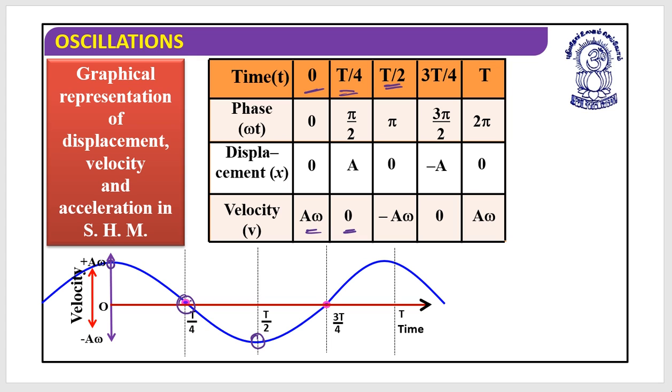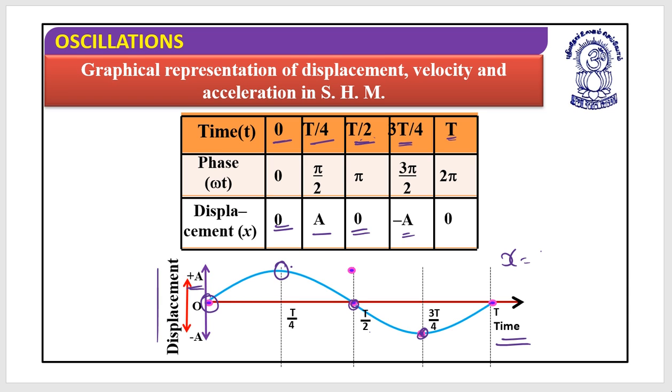It is here. At t equals 3T by 4, velocity would be 0. And at t equals T, it is at A omega again. So this is basically a cosine graph. When we plot this, v equals A omega cos omega t. So you should remember that this is the graph of the cos, and the earlier one is the graph of the sine, which is x equals A sine omega t.